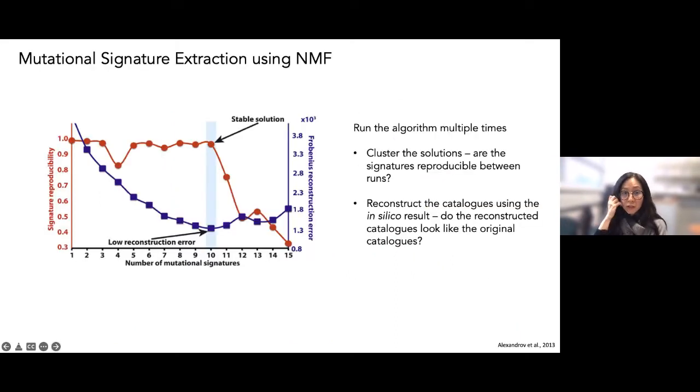And basically, we use the information from the clustering. So in red, it's how reproducible the signatures are. And in blue, it's a measure of how low the reconstruction error can be. And the solution that we choose for an extraction is based on when that reproducibility drops and when the error starts to increase. This is the general principle that we use to try to estimate the number of signatures in a sample. And while this looks really clear, the reality is it's not always this clear, okay? But I wouldn't worry about it.